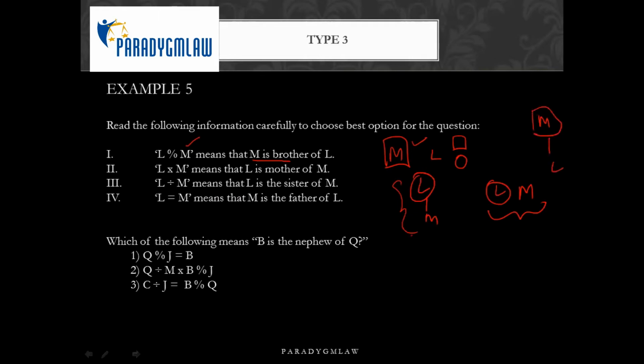Which of the following means B is the nephew of Q? So firstly, do what we did. We made that into symbols into English. So Q percentage J means J is the brother of Q, and J equals B means B is the father of J. Correct? From this, J equals B means the second term B is the father of J. Everyone clear on this? I have B's gender, I don't have J, sorry, I have J. J is the brother of Q.